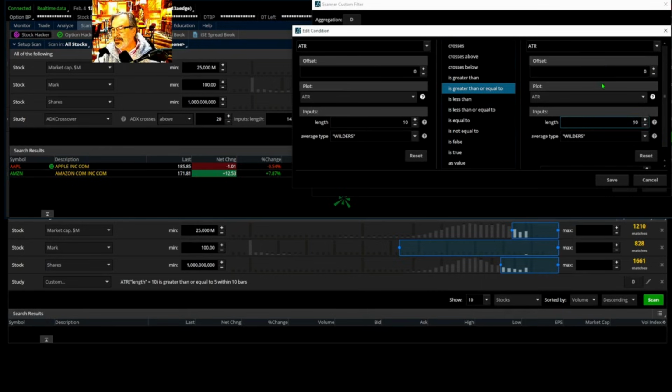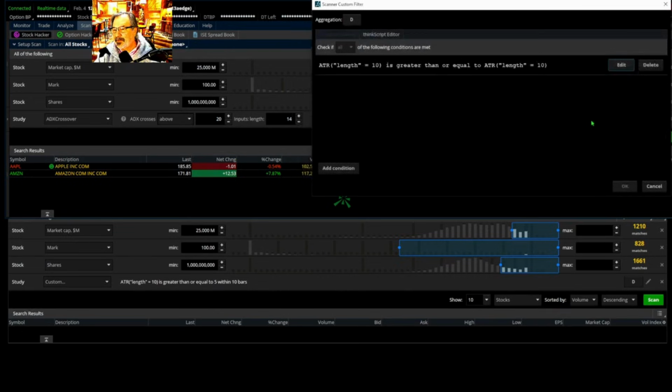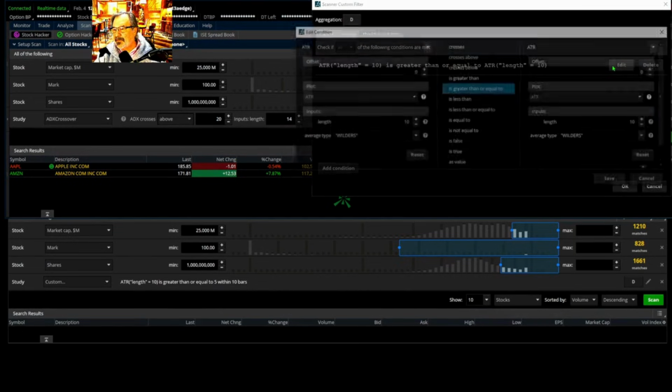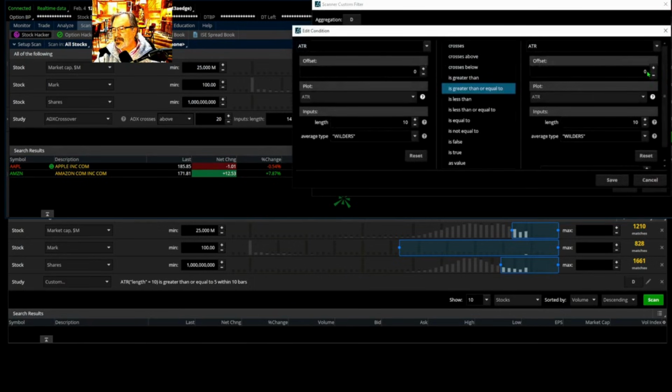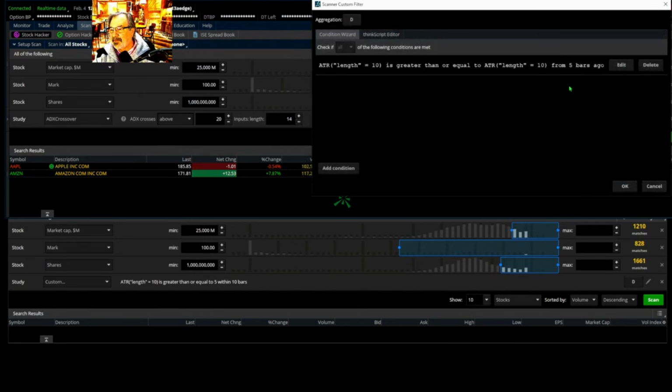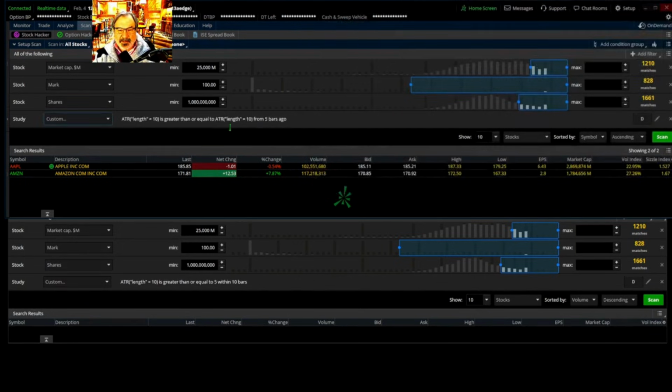Let's just see. It's not equal or greater than. Okay, so this doesn't have everything I want here. It's supposed to be a number in there already. I don't understand why there's not a number here already, but I'm going to make that a 5, so the ATR of 5. This 10 is greater than or equal to the ATR length of 10 from 5 bars ago. That's not right. All right, guys, I'm getting that wrong.